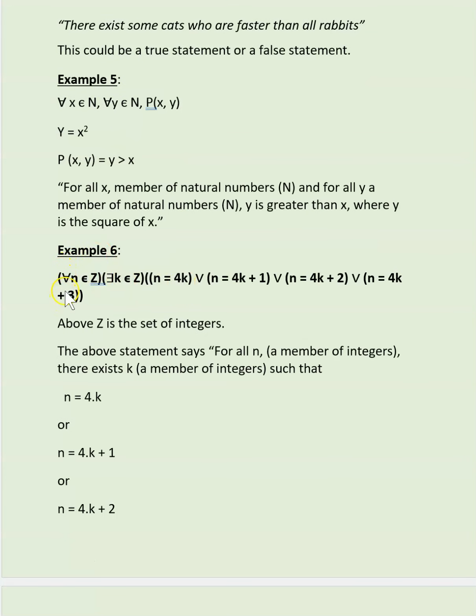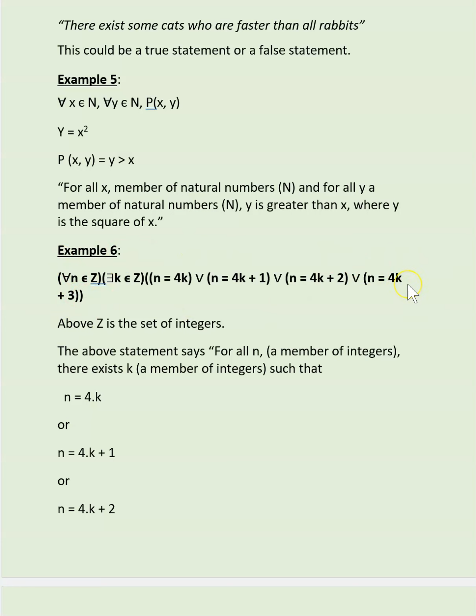Example 6. For all n a member of Z, the integers, there exists k a member of Z such that n equals 4k, or n equals 4k plus 1, or n equals 4k plus 2, or n equals 4k plus 3. This is a mathematical statement.